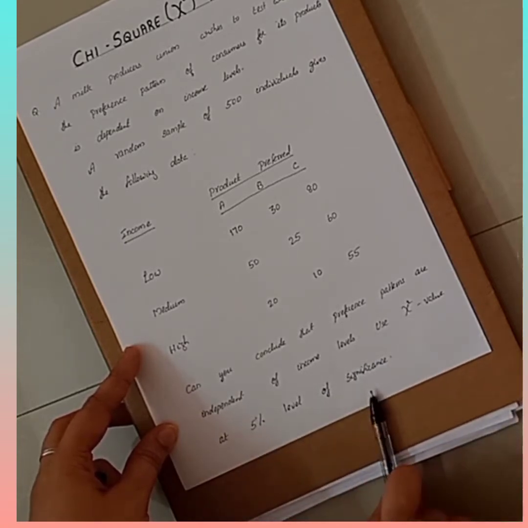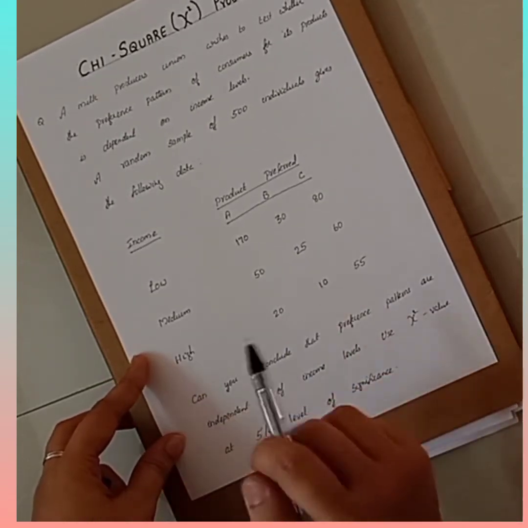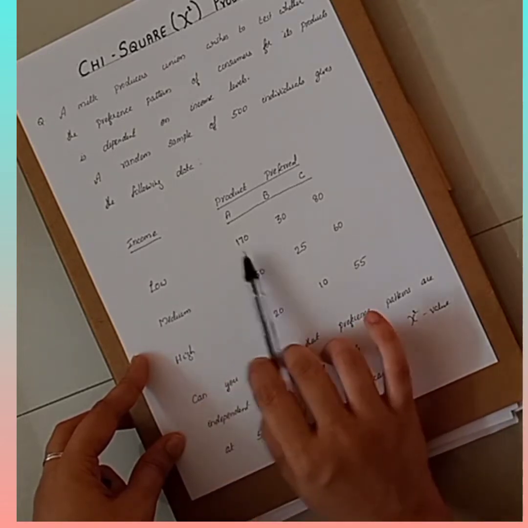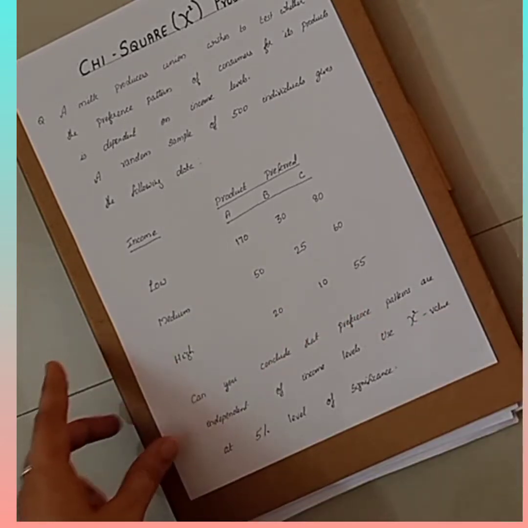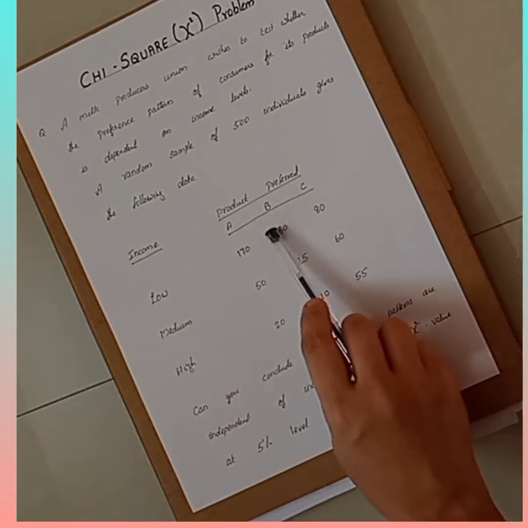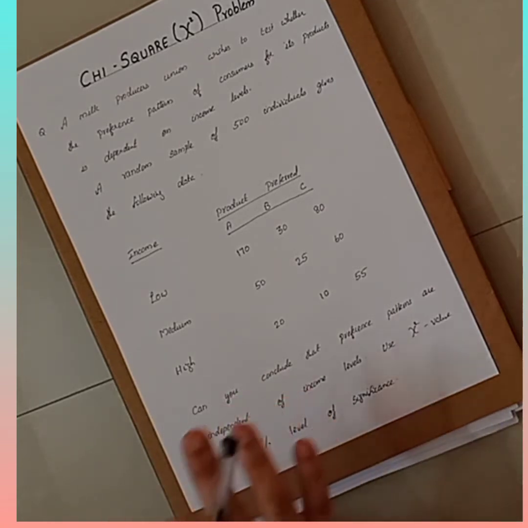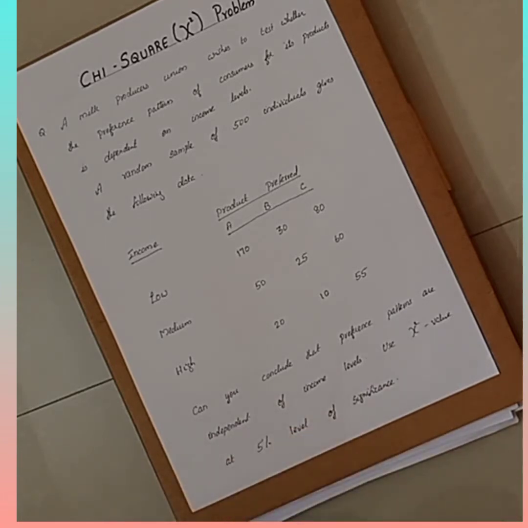So using 5% level of significance, we need to test the goodness of fit of this particular problem. We need to check whether the preference patterns depend upon the income level. What is the first thing that we need to do in this chi-squared? Just like any other problem, first you need to formulate the null hypothesis and the alternate hypothesis. So our null hypothesis is that preference patterns of products and incomes are independent of each other. So definitely the alternate hypothesis will be that preference patterns of products and income are dependent, right?